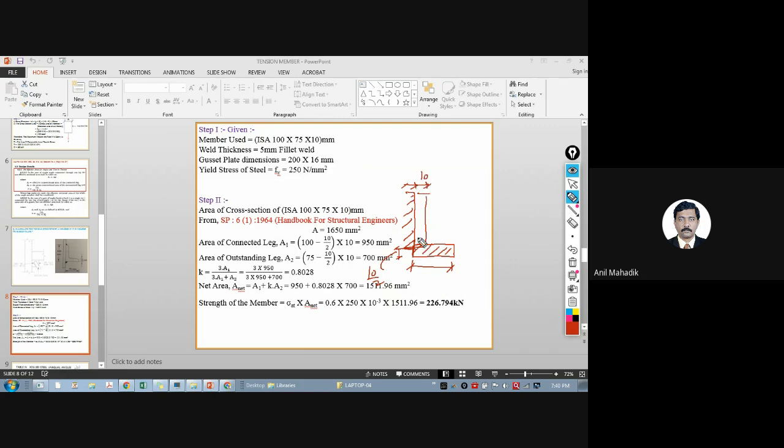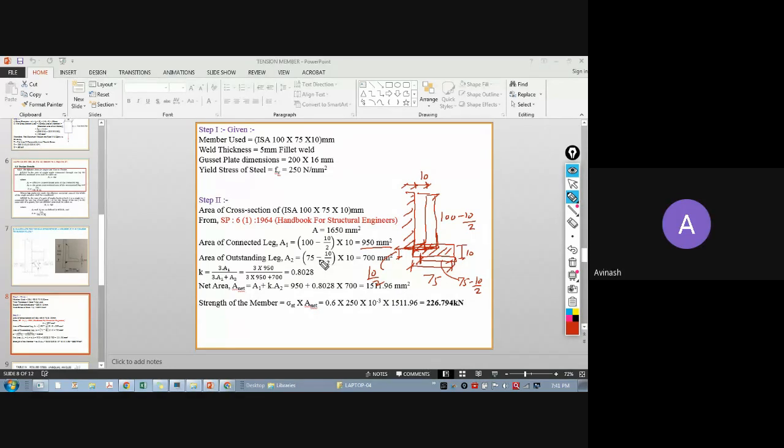Then this is your 100 minus 10 by 2. Why 10 by 2? Because I am taking only at the center, up to here, this one. Correct? Then this is 950 mm square, and the outstanding leg is 75 minus 10 by 2, because I am taking only up to here, this one. Okay. So this is your 75 minus 10 by 2. Are you getting this? How to calculate the connected leg and area of this?